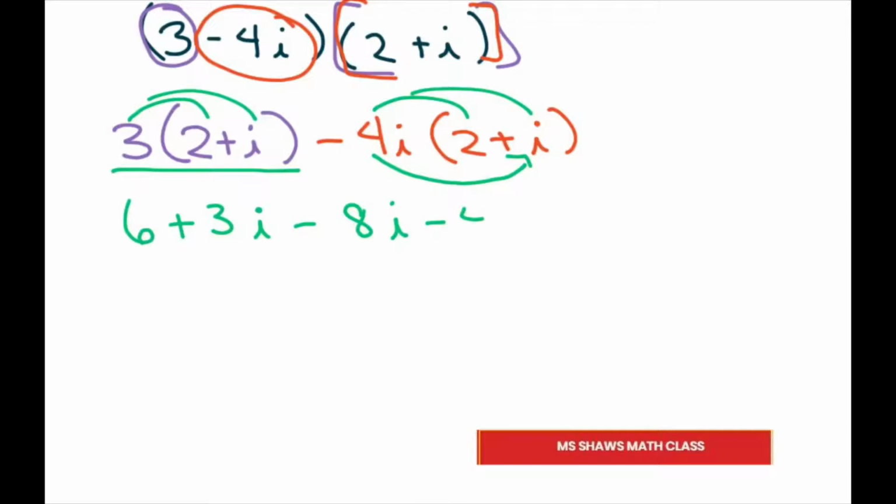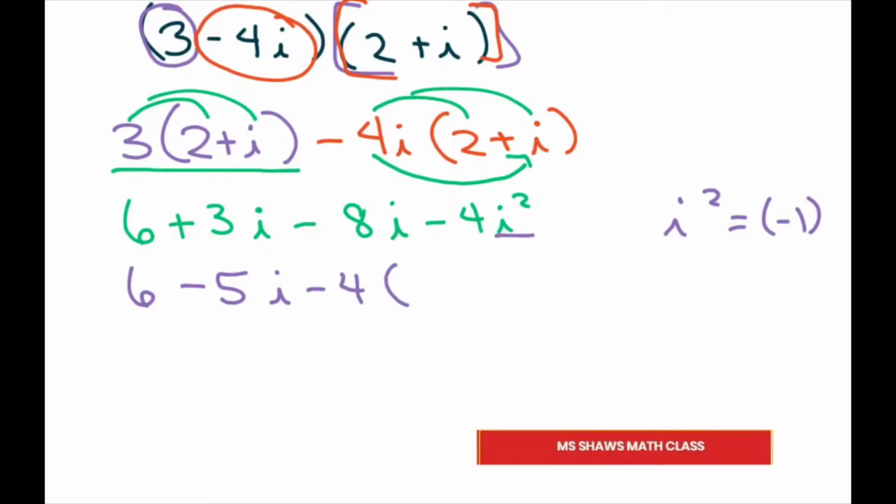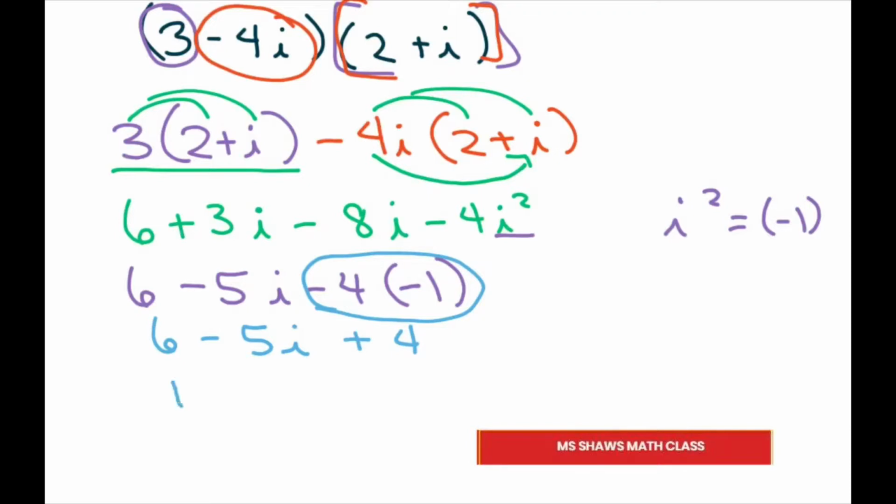times i is just negative 4i times i, which is i squared. Now remember, i squared equals negative 1. So I'm going to go ahead and write this as 6 minus 5i minus 4, and my i squared is negative 1, so I'm going to substitute. And then we're right back to where we were before. This equals 4. So we have 6 minus 5i plus 4 now. So that's 10 minus 5i. And again, your a is 10, and your b is negative 5. And that's it.